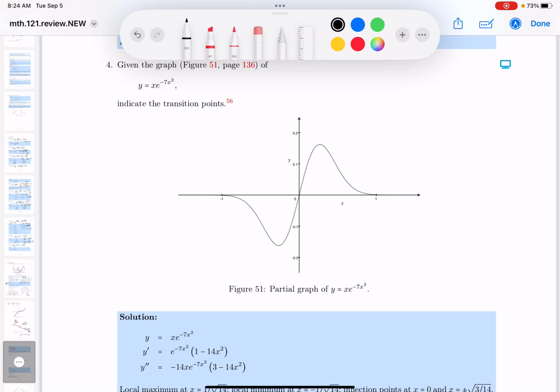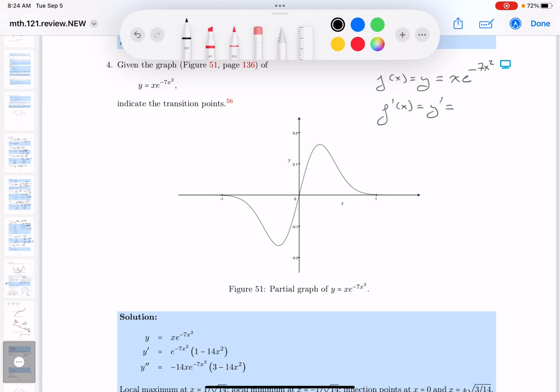Okay, for number 4, I'll write the function down for you, f of x. That's equal to y. Y is a function of x. And what's that function going to be? X e to the minus 7x squared. I need to write down this first derivative. That's f prime or y prime.